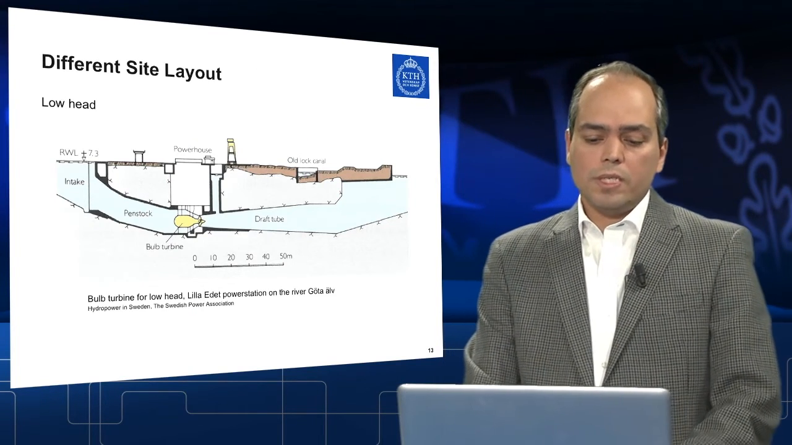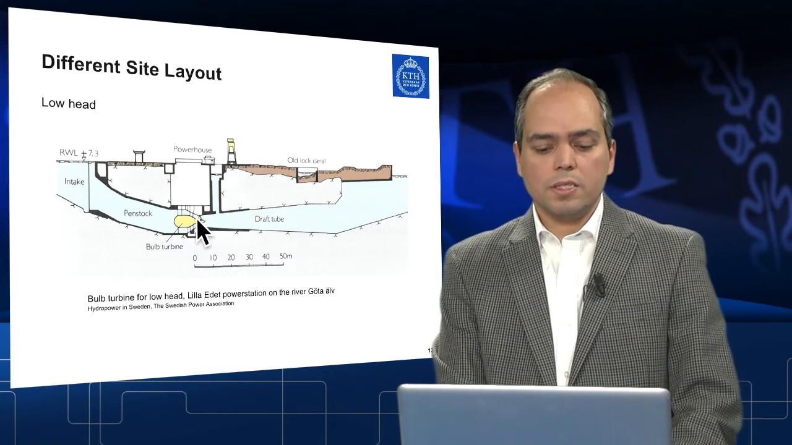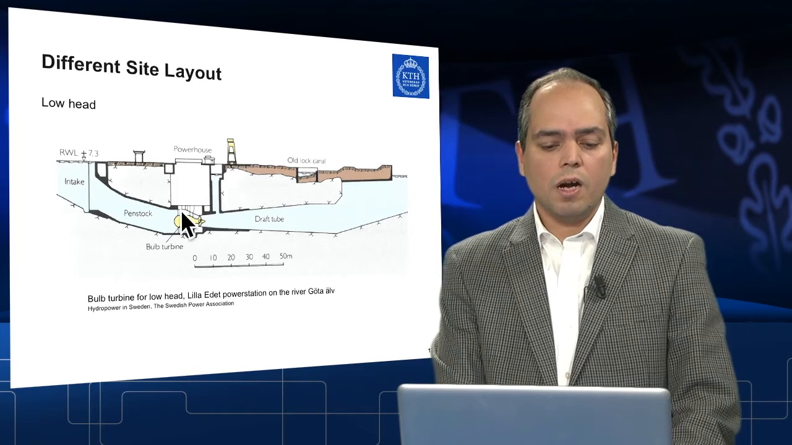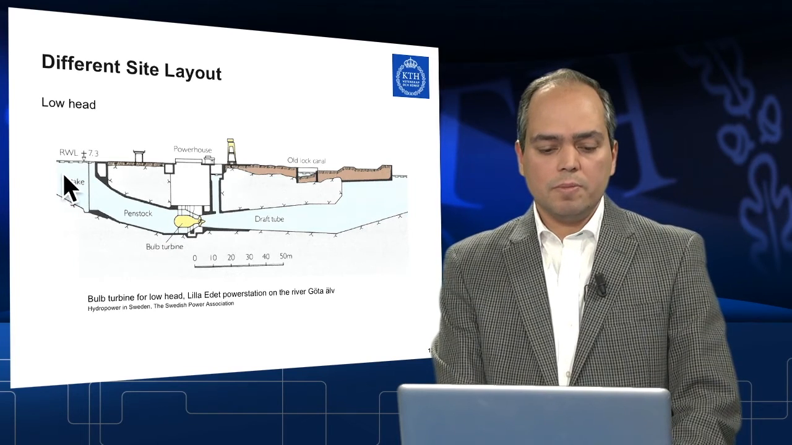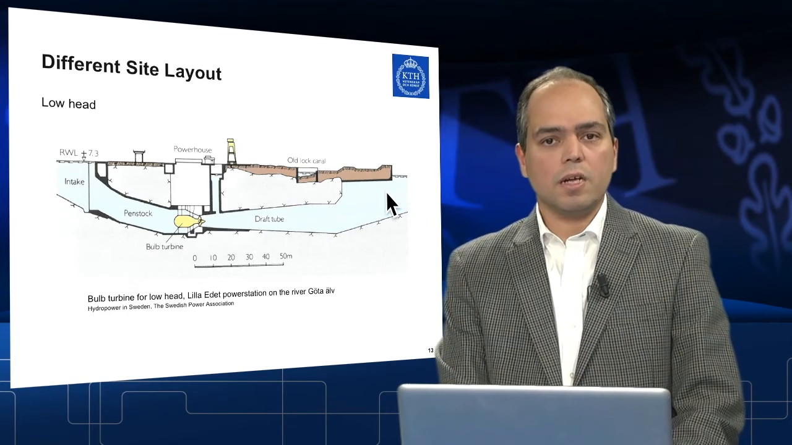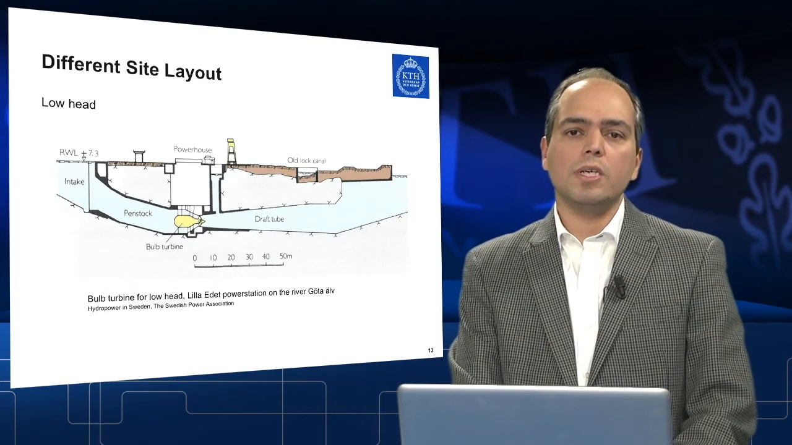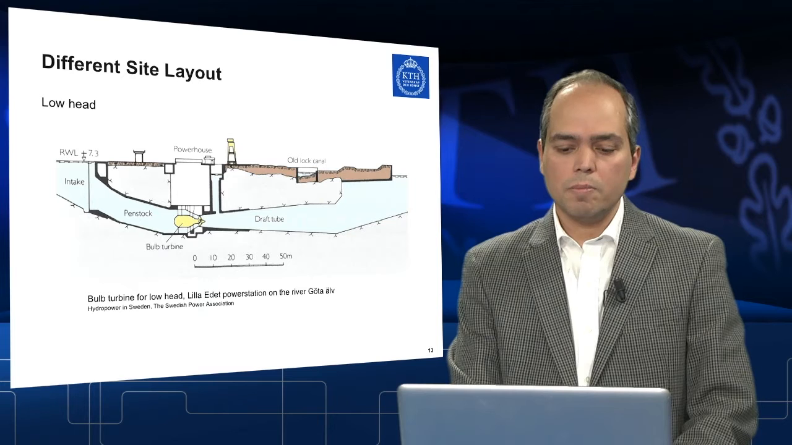We start with low head. Here you can see a bulb turbine, which is located under the powerhouse. The difference between the elevation of the intake and outlet is not considerable. Normally we call it low head when it's below 10 meters, or 15 meters maximum.